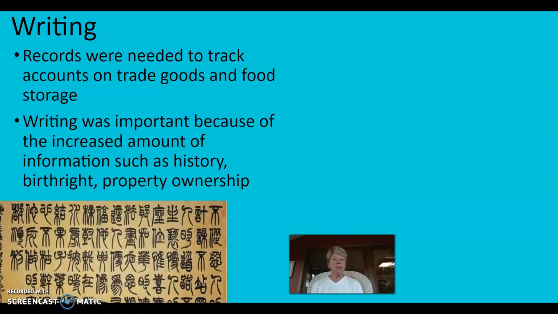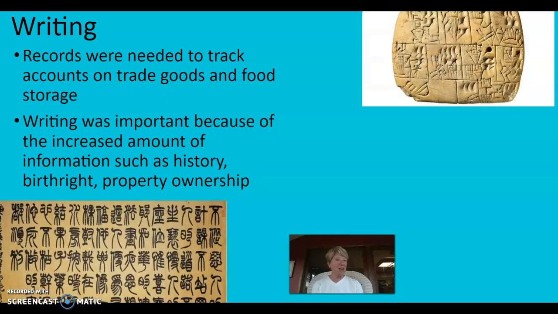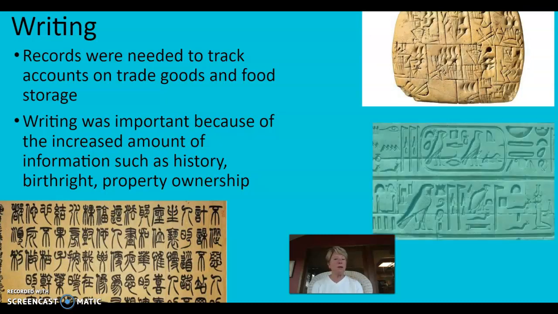We see that the Chinese had their own specific way of writing, and that was usually earliest writing was in the format of characters. So things looked like characters. We see that in cuneiform, and we also see it in hieroglyphics.